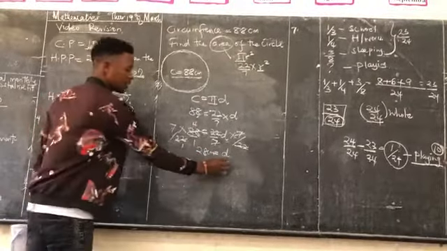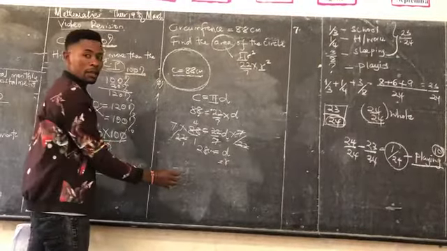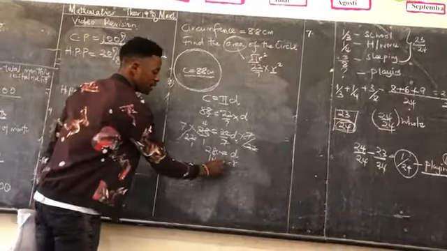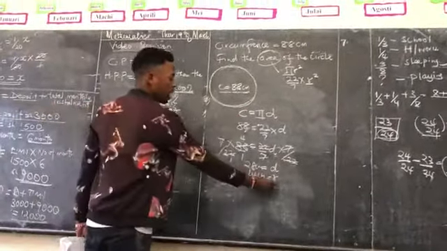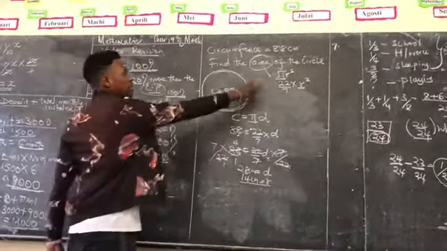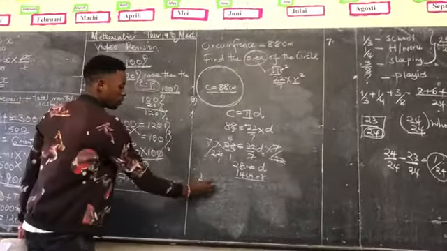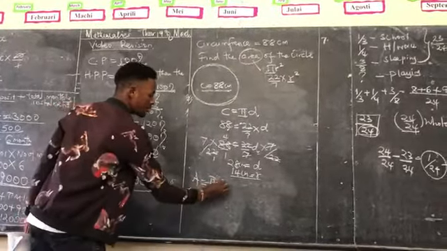So what is the radius? Divide the diameter by 2. So that means that the radius is 14 centimeters. Now from there, we can get the area because we have the radius. How do you find the area of a circle? Area of a circle is equal to pi r squared.